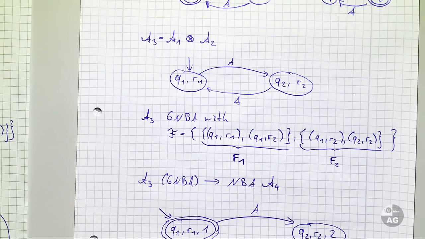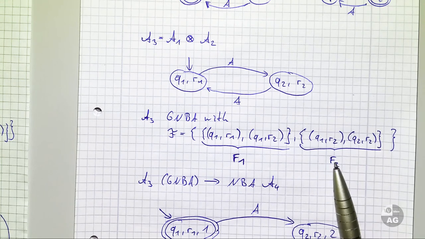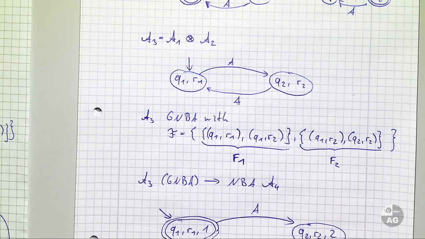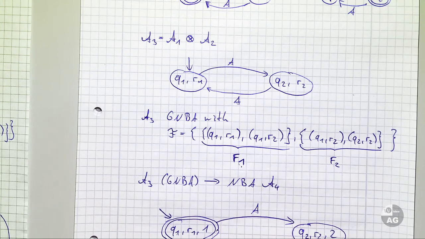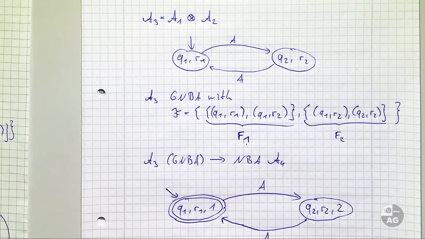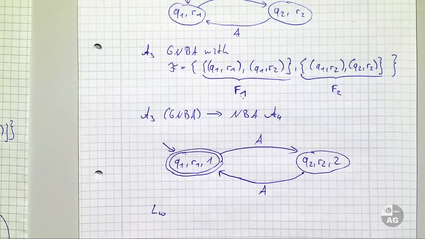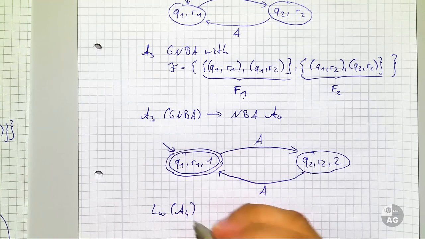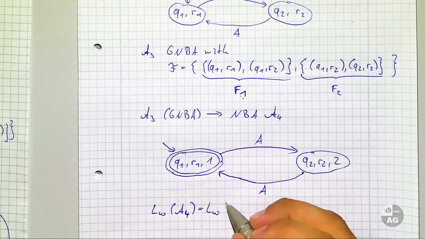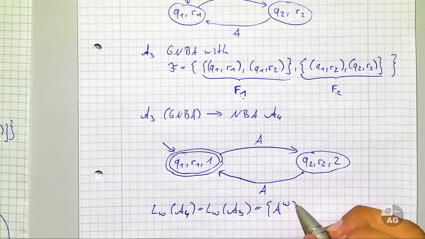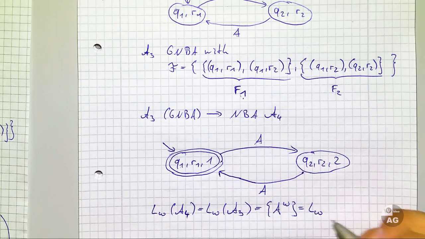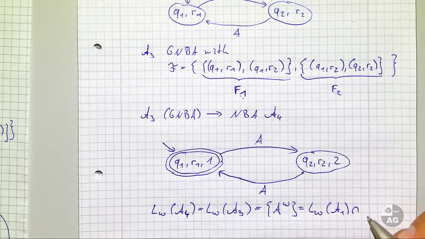And now Q2, R2 is an element in F2, meaning that we change the outgoing transitions to enter the first component again, because we only have two sets of accepting states, F1 and F2, and that's also labeled with an A. And if we now look at this one, then we see it still recognizes the word A to the omega. So we have L omega of the NBA A4 is exactly L omega of the GNBA A3, which is the set containing one infinite word, namely A to the omega, which is also the intersection of the language recognized by A1 intersected with the language recognized by A2.